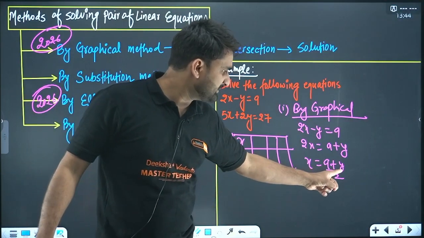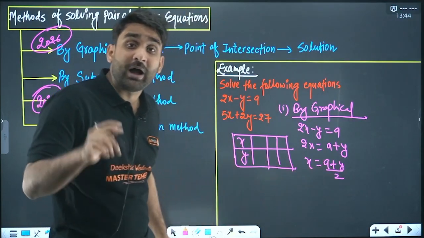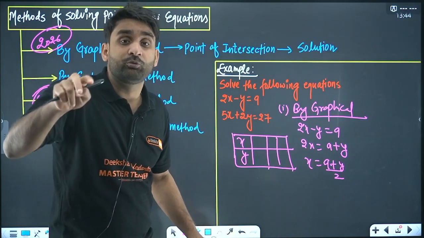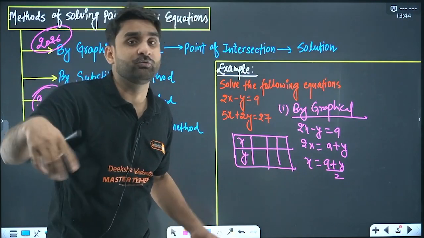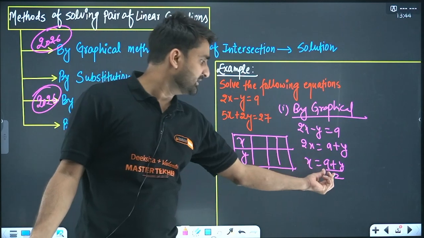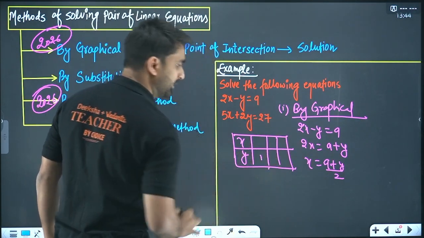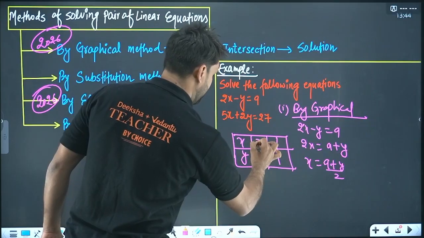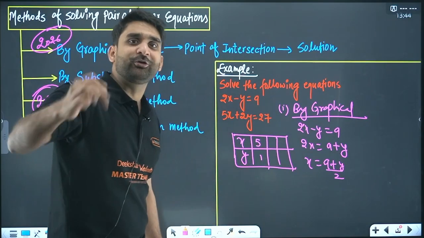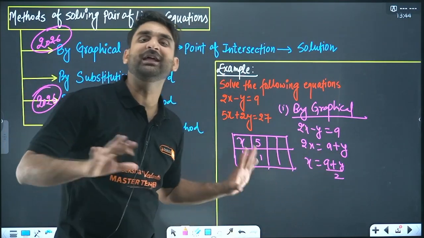So if I put y as 1, then 9 plus 1 would be 10, and 10 divided by 2 can easily cancel. 2 can easily divide 10, right? So 5 would be there. So if we put y as 1 here, 9 plus 1, it would be 5. Now as per your comfortability, you can pick any value of y.